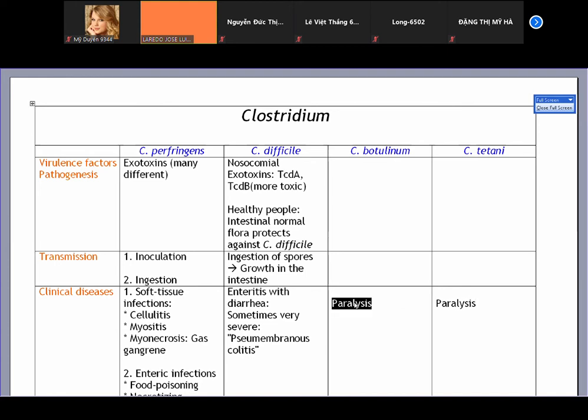But this paralysis, in the case of Clostridium botulinum and Clostridium tetani, is different. In the case of Clostridium botulinum, this paralysis is flaccid. In the case of Clostridium tetani, this paralysis is spastic. And I hope you understand the meaning of these words in English. That's the reason why you must read the lesson before coming. So, flaccid paralysis and spastic paralysis. The name of the disease caused by Clostridium botulinum is botulism. The name of the disease caused by Clostridium tetani is tetanus. In both cases, because of toxins.